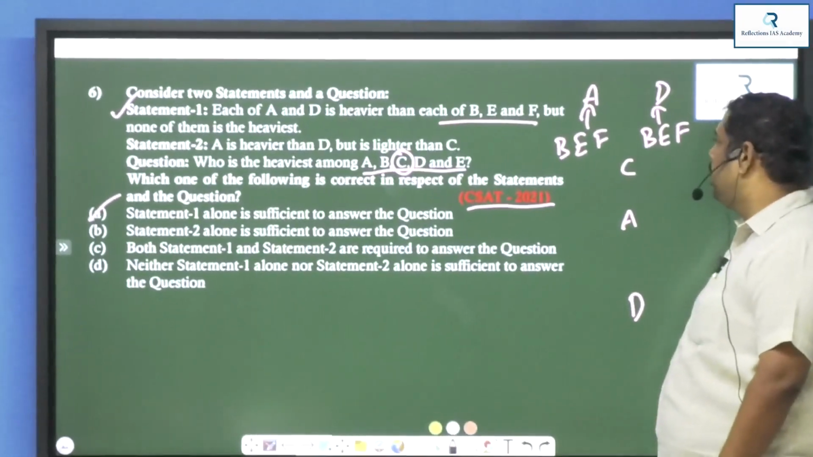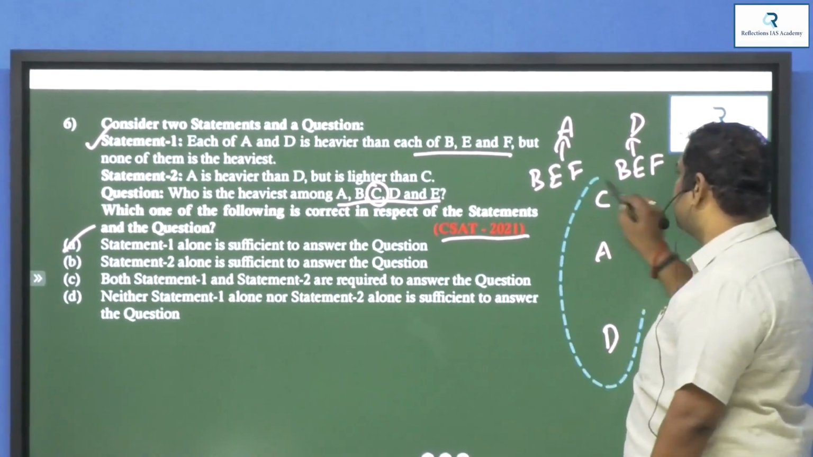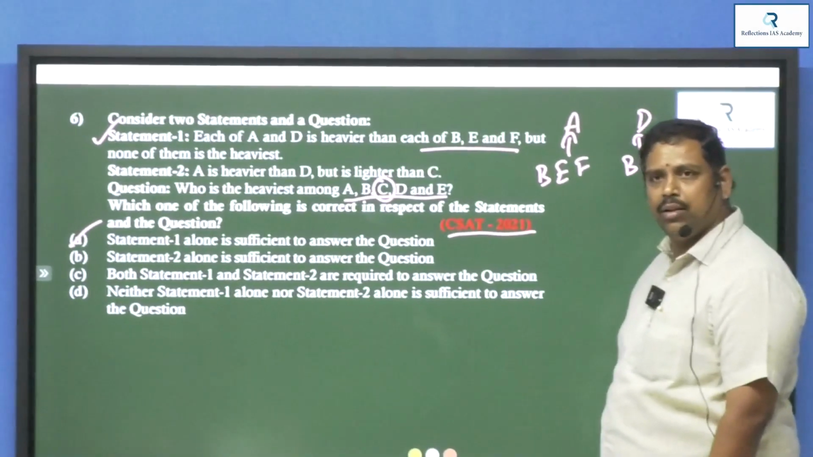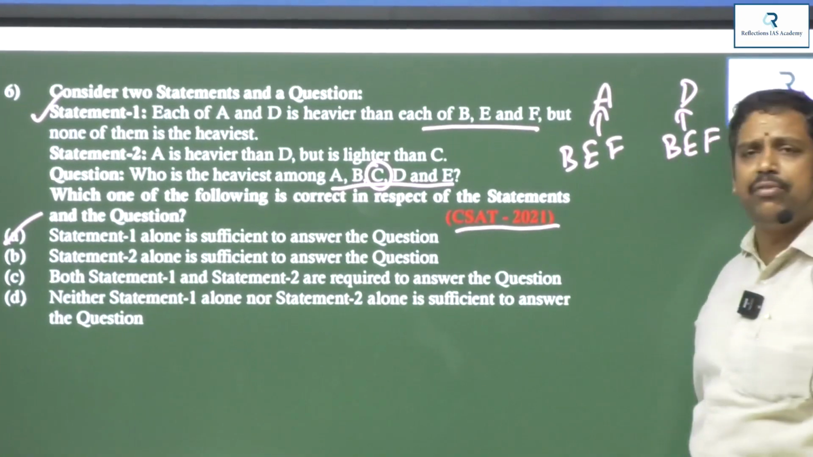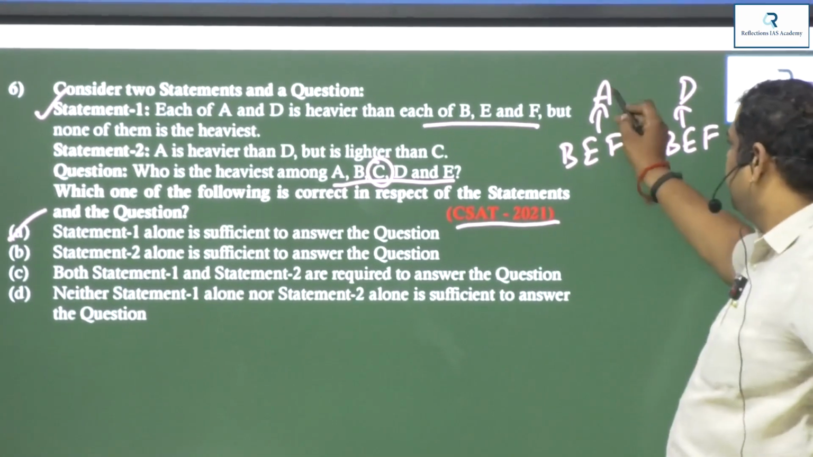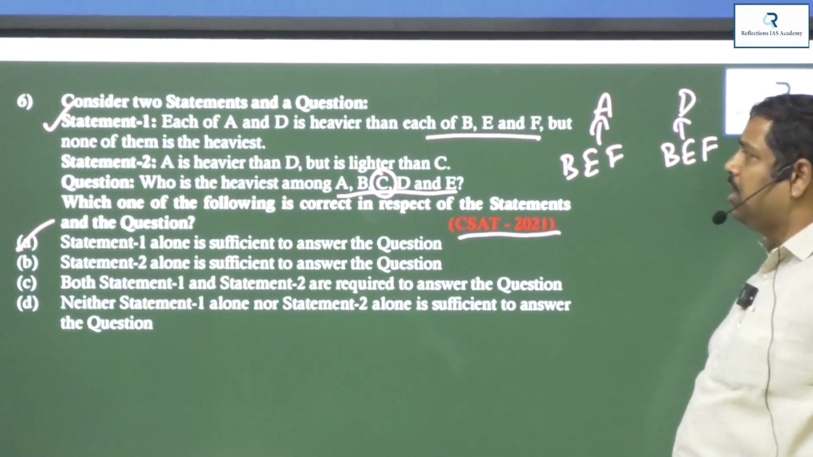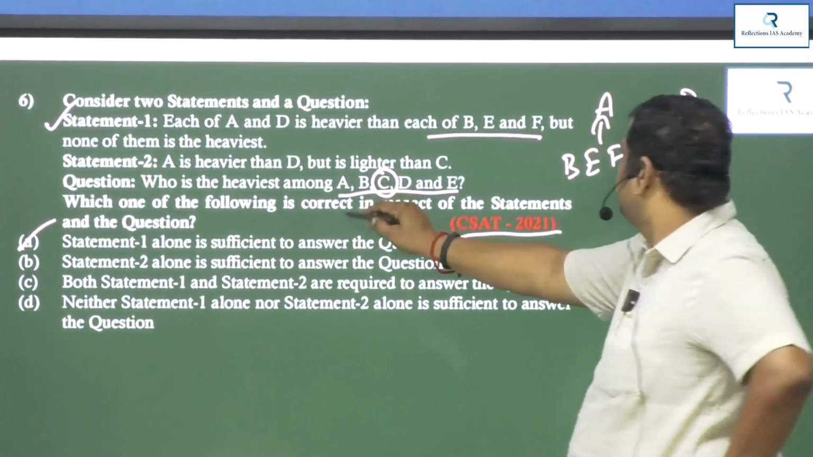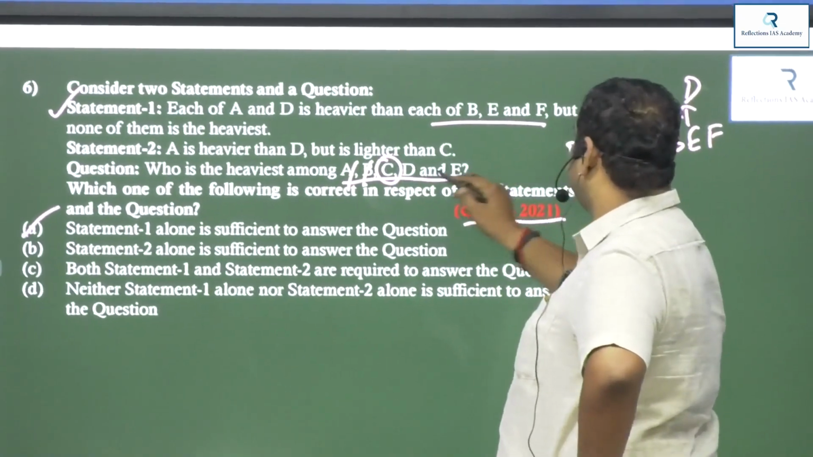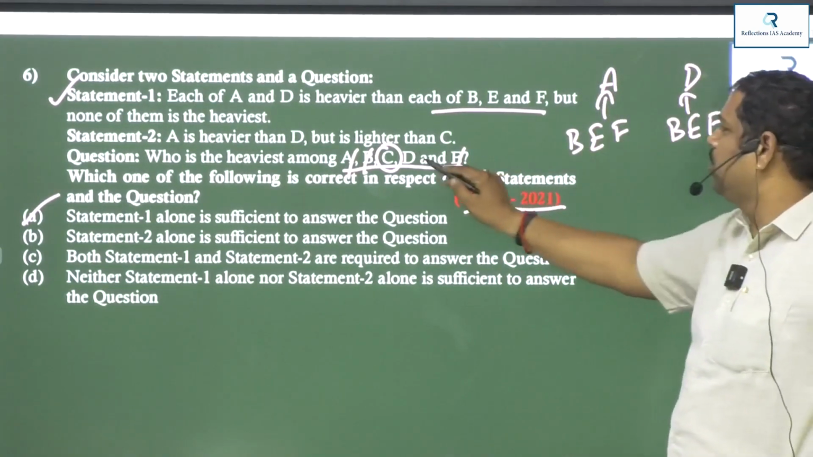I already decided, na? Shall we go to statement 1 alone? Each of A and D is heavier than each of B, E, F. Okay, A is heavier than these all. D is heavier than these all. But none of them is heaviest. None of them means A is not heaviest, B is not heaviest, E is not heaviest, F is also not heaviest, D is not heaviest.